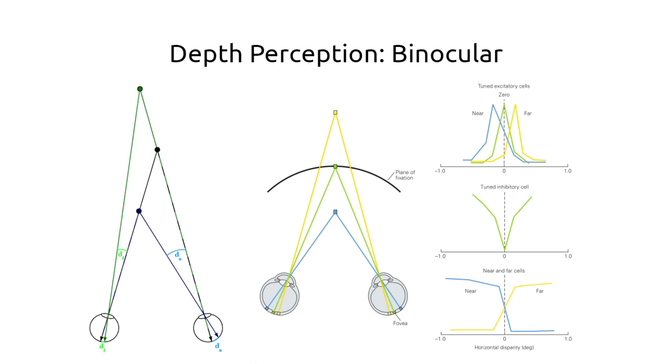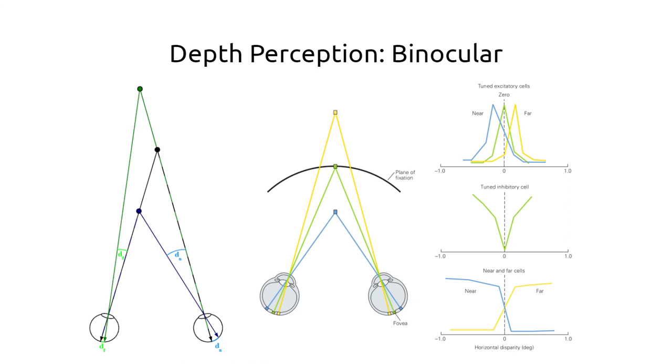So these are neurons that are looking for the same feature, but at different locations in space. The most common time that would happen is if something is actually nearer to you or farther away from you.